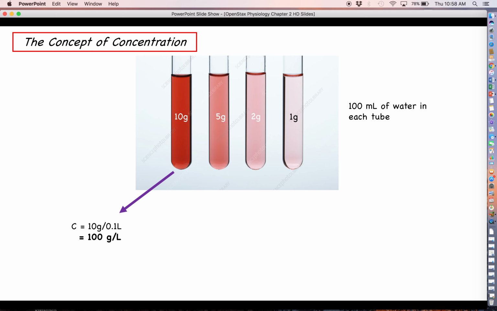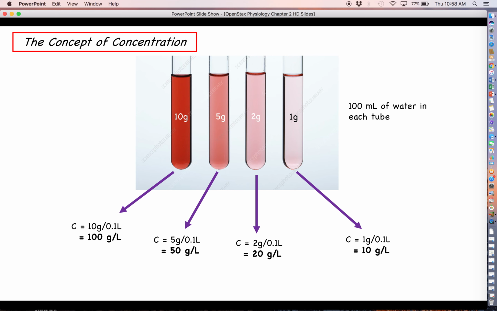So the concentration of the leftmost tube would be 10 grams divided by 1/10 of a liter, which is what 100 milliliters is. So the concentration here is 100 grams per liter. The next tube, since it has half as much solute, the concentration is going to be half as much, since the volume of the two are the same, so 50 grams per liter. The next tube is going to be 20 grams per liter, and the last tube will be 10 grams per liter.